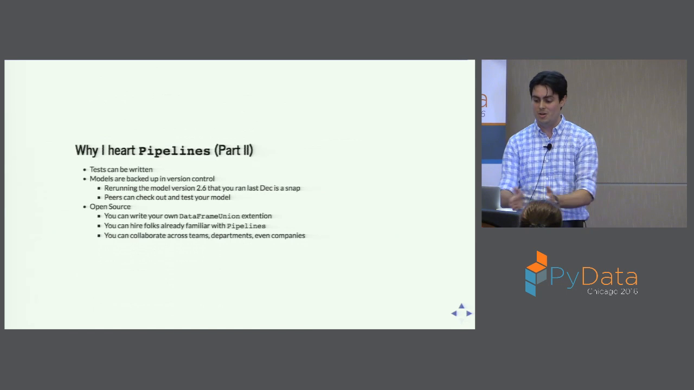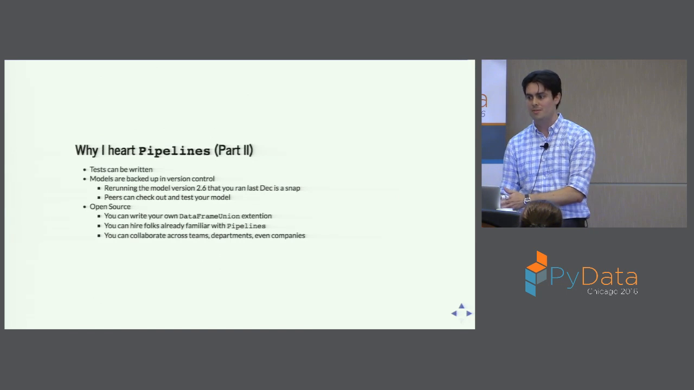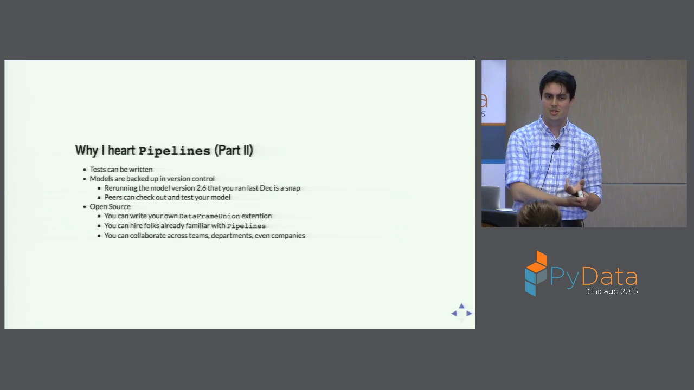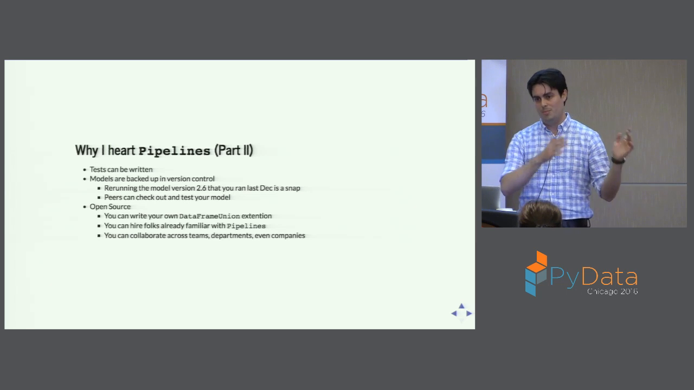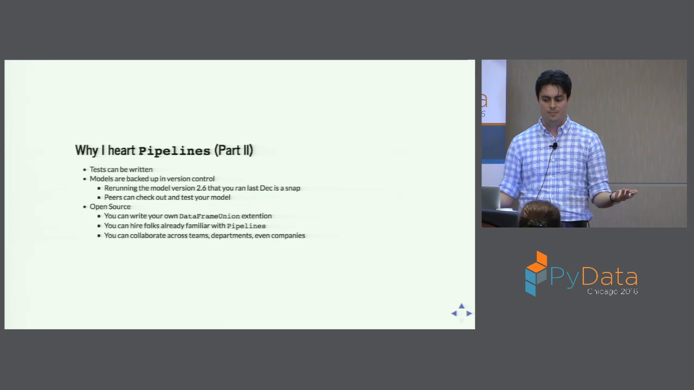Why I heart pipelines, part 2. Part 1 was the development; this is the deployment side. Tests can be written against pipelines. You can have standard inputs. You can get the output, save the output, and compare the output from then on in every model version to see if they change. This is important.